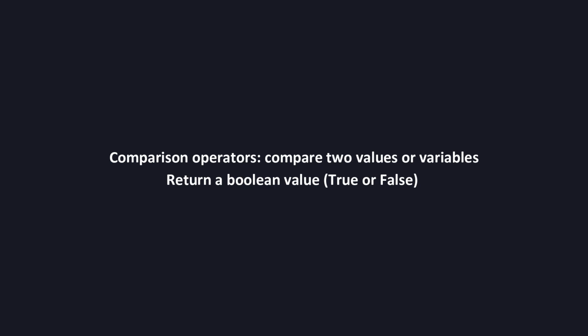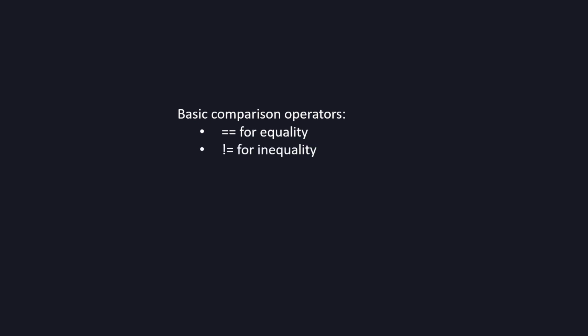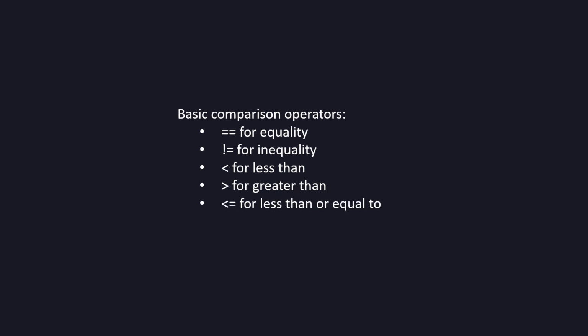Comparison operators are used to compare two values or variables and return a Boolean value which is either true or false. The basic comparison operators are two equal signs for equality, exclamation and equal sign for inequality, less than sign for less than, greater than sign for greater than, less than or equal for less than or equal to, greater than or equal for greater than or equal to.